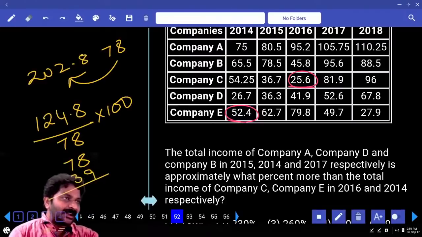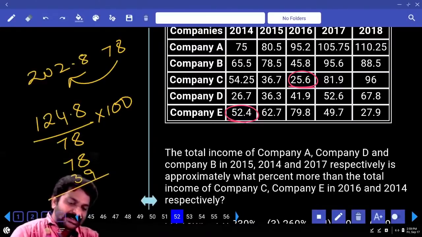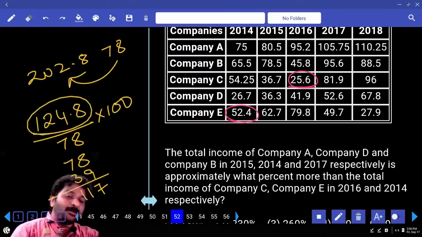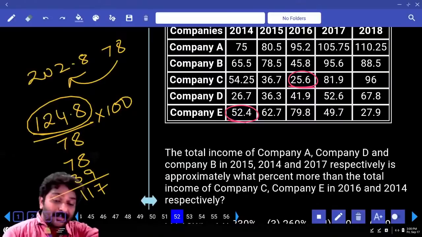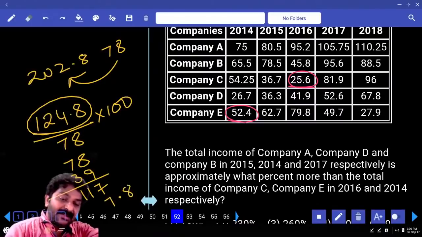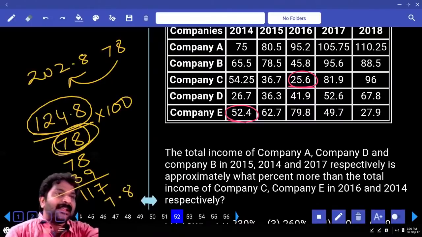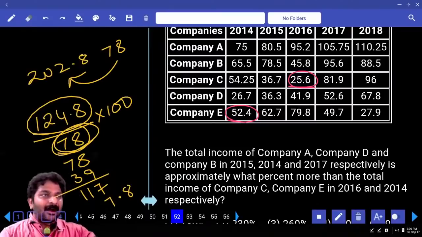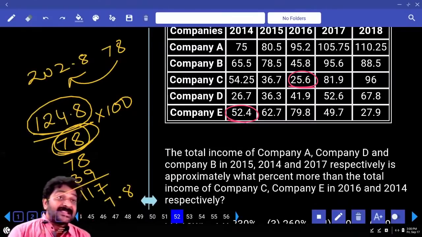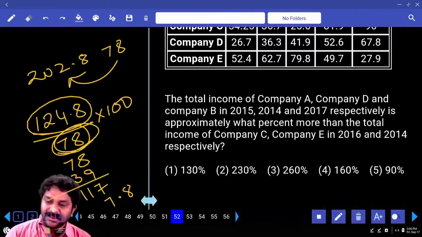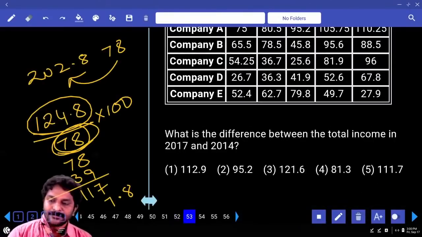So far we calculated 150%. Let's see how much it is. That is 117. To this, how much more do we have to add to make it 124.8? 7.8. With respect to the denominator, it is 10% only. Already 150% plus 10%, that is total 160%. 160% final answer. Fourth option.